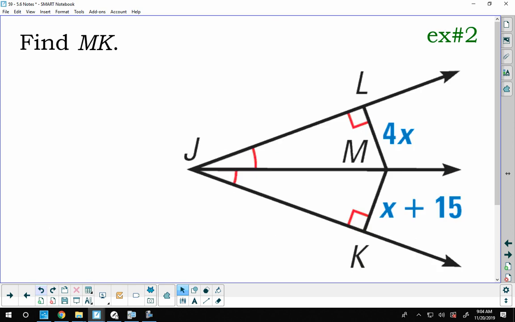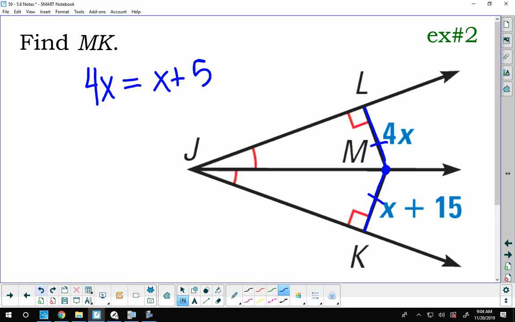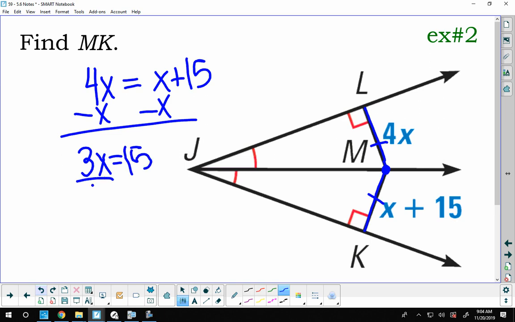So again, M is a point on this bisector. And since we have these 90-degree angles, we know that the distance from M to this side is the same as the distance from M to this side. So we know that these segments are congruent. And if they're congruent, that means that they are equal. So we can set 4x equal to x plus 15. I'm going to move all my variable terms to the left side. So we get 3x equals 15. Divide both sides by 3. And we get x equals 5.